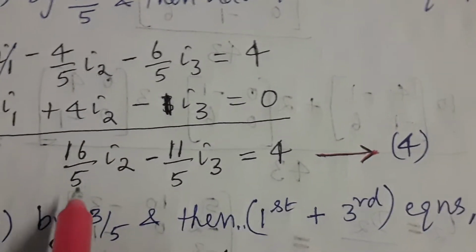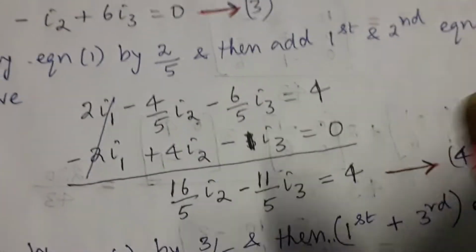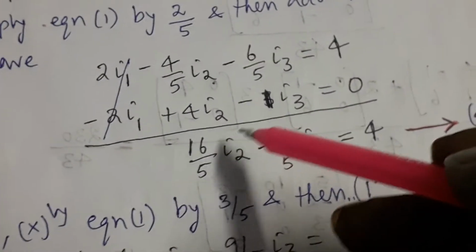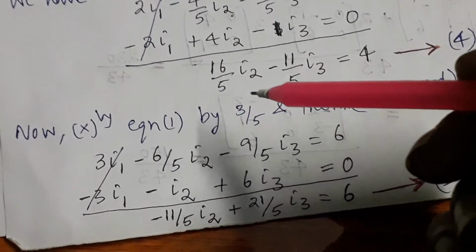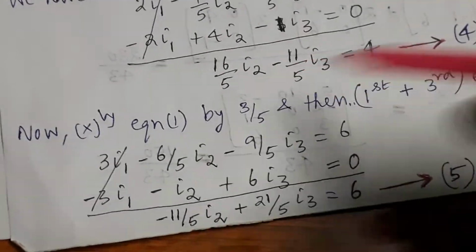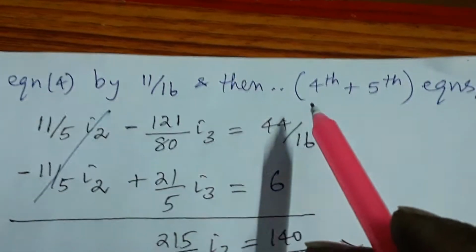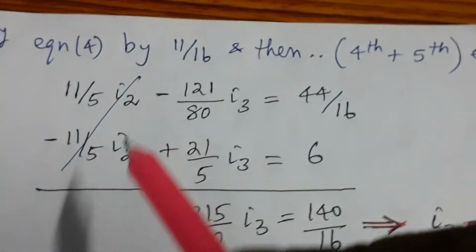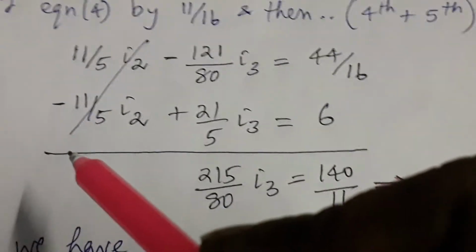Multiply equation 4 by 11 by 16. What will happen? 16 will get cancelled. We'll get 11 by 5. Now the idea, first we have removed I1. Next we are going to remove I2. That is elimination of variables. So multiply by 11 by 16, and then add the equations 4 and 5. When you add it, I2 will get eliminated.